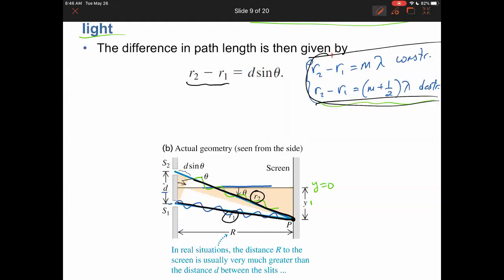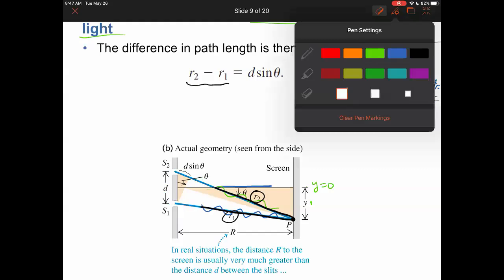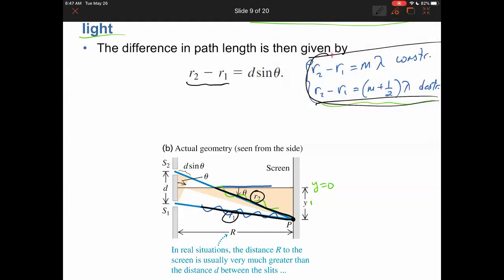Let me clean this so it will be easier for you to see. If I look at R1 and R2, I can see that if I draw this line, which is perpendicular to that other wave, then from here to the point P, R1 and R2 are the same. That means this distance here, let me make it a red color, for slit 1 and slit 2, which is wave 2, is that extra distance that this wave has to travel.